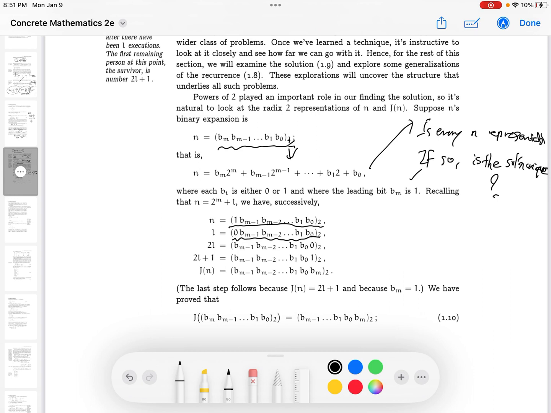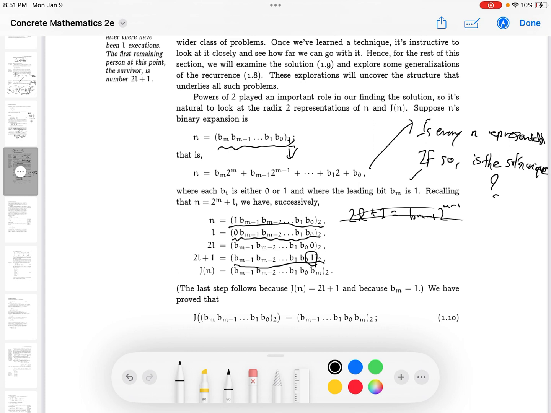Everything is bm minus 1 all the way down to b0, then... let me just double check. 2l plus 1 is basically bm minus 1 times 2 to the power of m minus 1... oh, sorry. So 2l plus 1: the 0th place is going to be added by 1, so it's going to be 1.